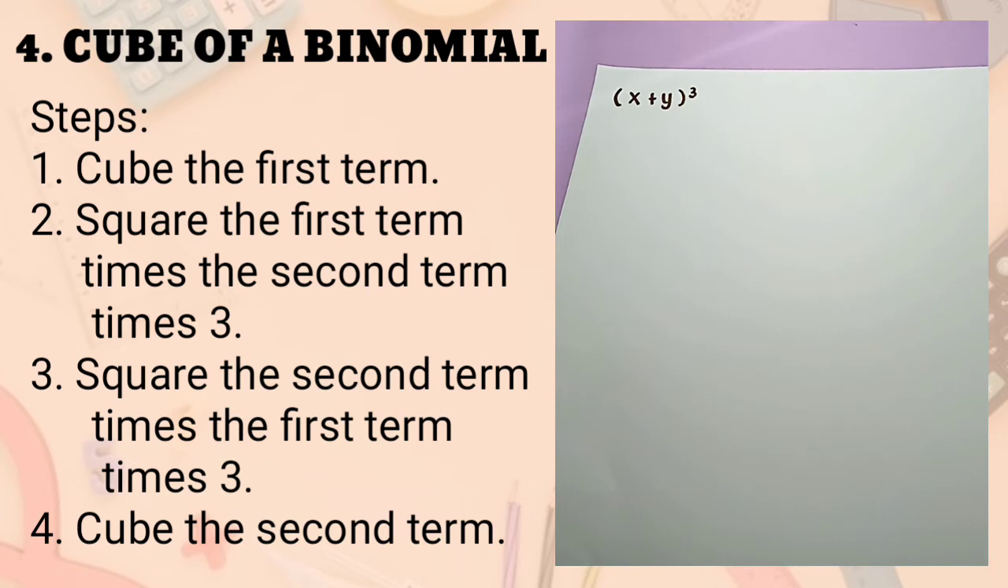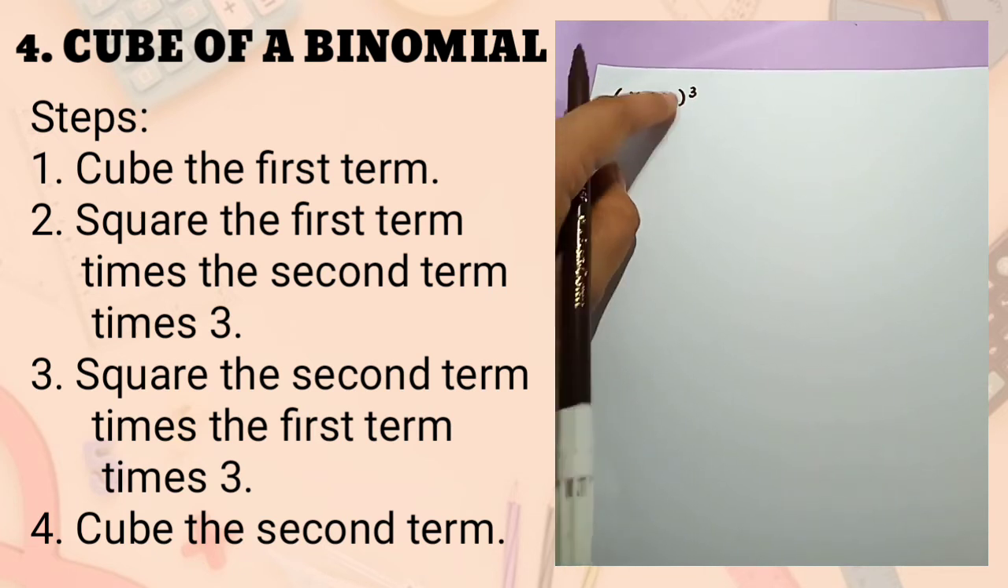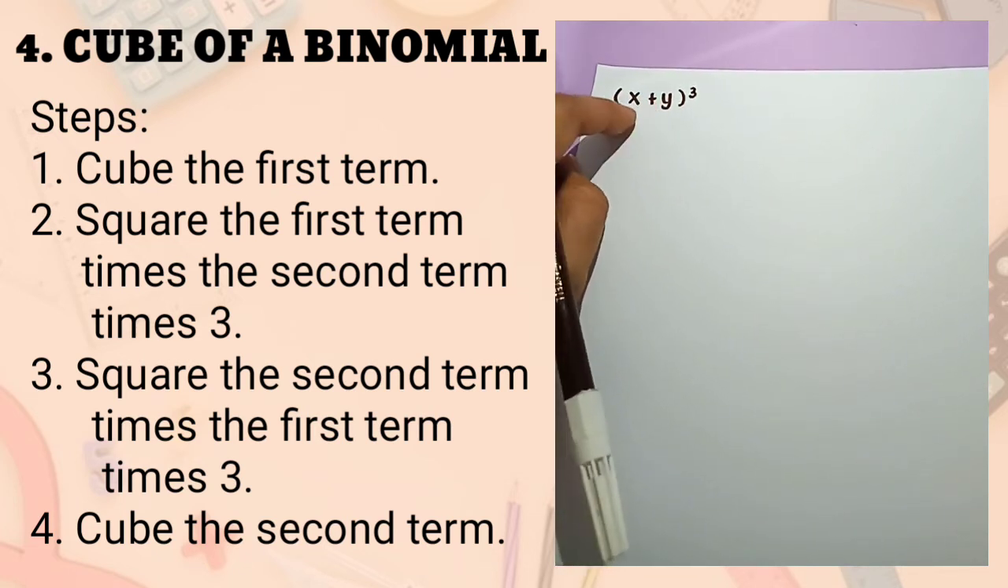Okay, so kung makikita nyo sa aking example, ang ating binomial ay x plus y, kung saan sila ay may dalawang term at dalawa din yung ating variable, which is x and y. Okay. And pag sinabing cube, naka-raise or mayroon tayong exponent na 3. So, ibig sabihin, tatlong beses mo imumultiply yung binomial sa sarili niya.